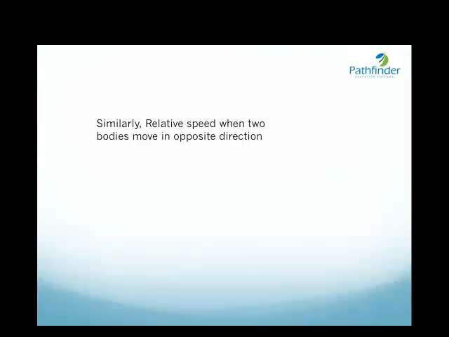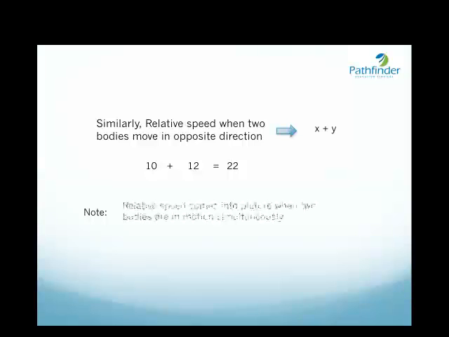Similarly, when two bodies are moving in opposite directions, the relative speed is nothing but the sum of the two given speeds, x plus y. So in the previous example, relative speed will be 10 plus 12, that is equal to 22 km per hour. We may note here that relative speed comes into picture only when two bodies are in motion simultaneously. If there is only one body which is moving, there is no question of relative speed.